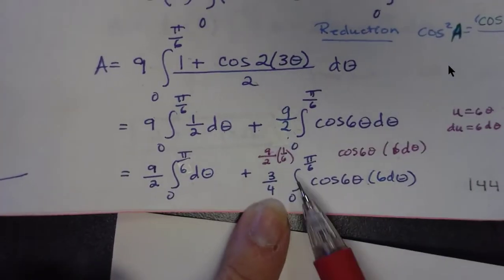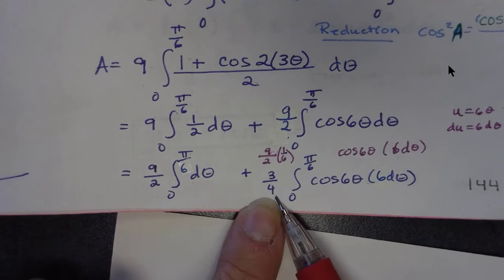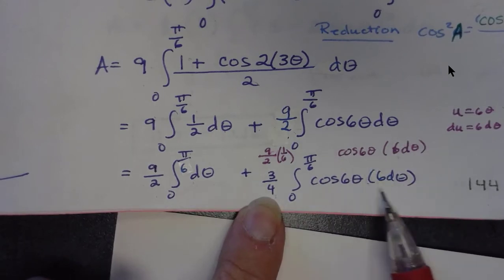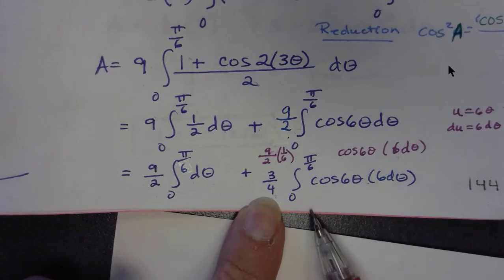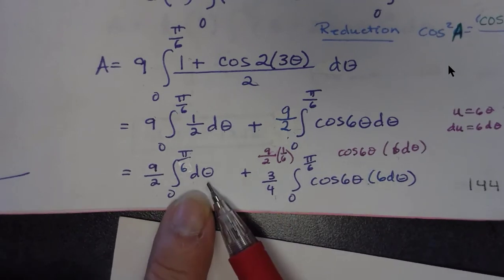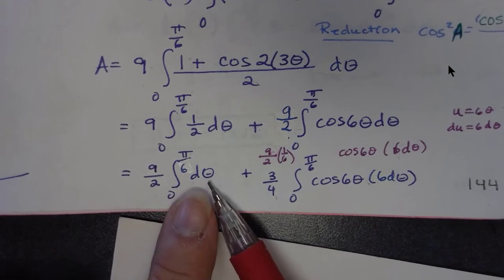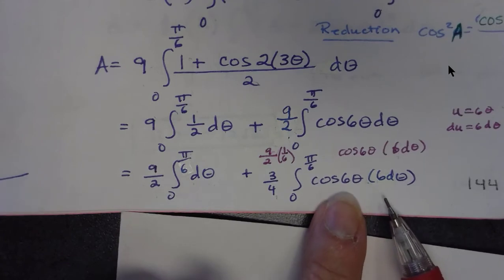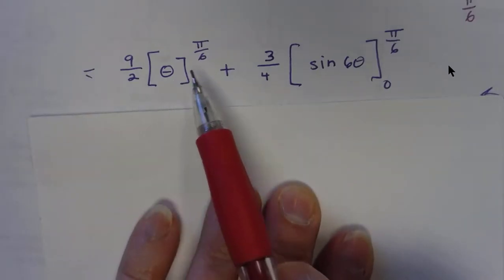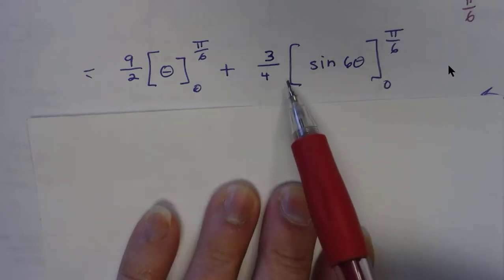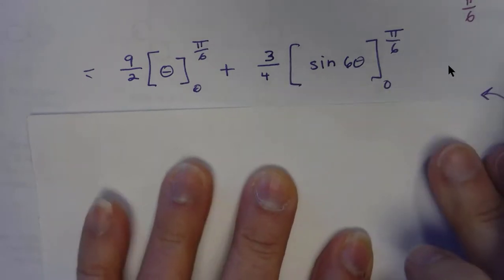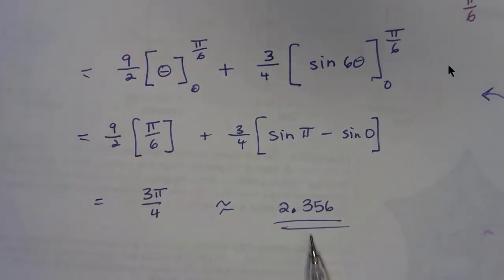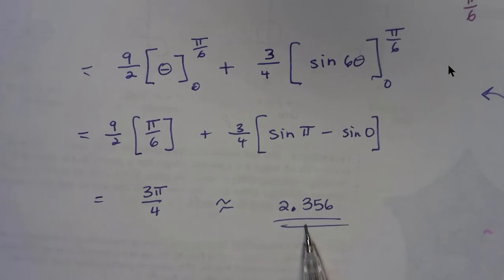That is going to actually give us outside of here, when I reduce everything, 3/4. Here I have the cosine u du form. I am not going to change it because I don't want to mess with having to change the limits. But we can see this is easily going to integrate to theta. This is going to integrate to sine of 6 theta. 9/2 theta from 0 to pi over 6 plus 3/4 sine of 6 theta from 0 to pi over 6. Do our fundamental theorem step, do the work, there's our approximation. Here's our area, which can be approximated here.